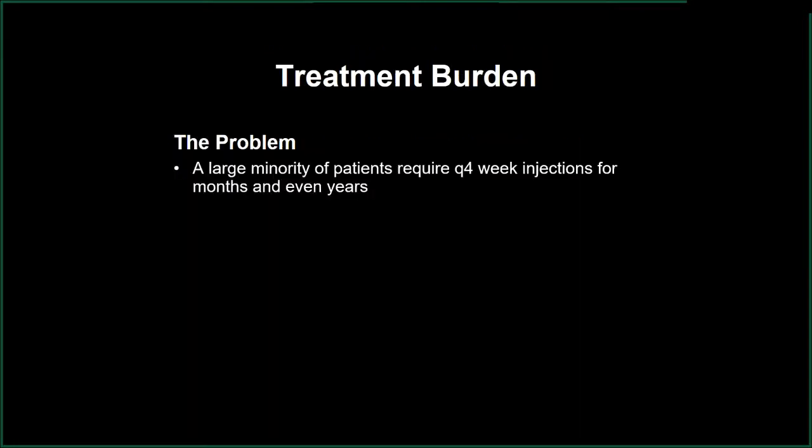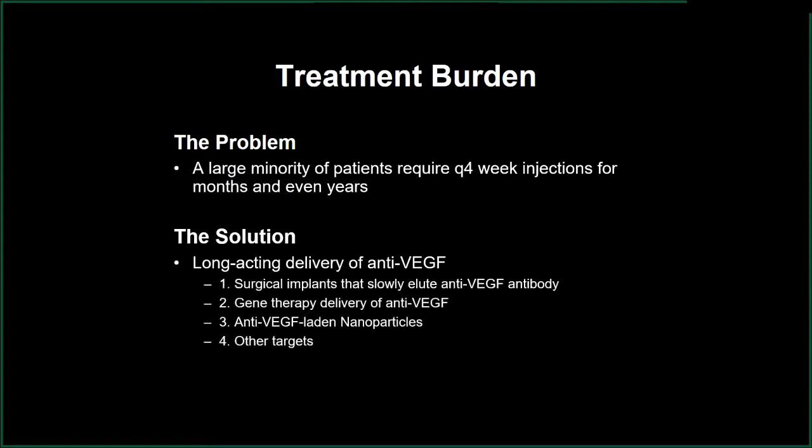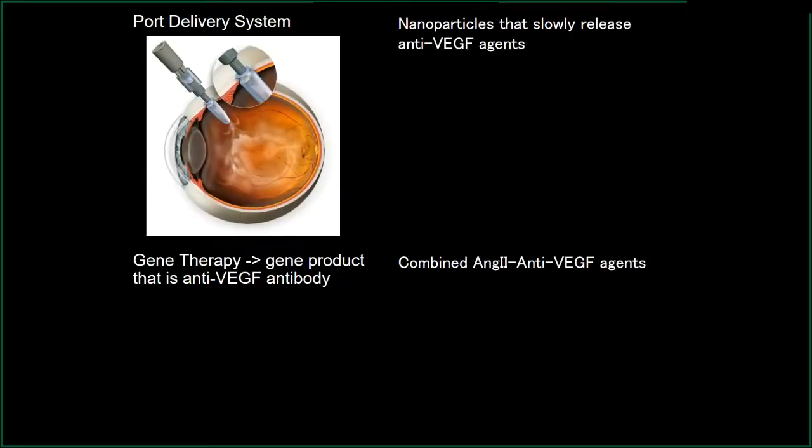All right, so treatment burden, the problem. A large minority of our patients require every-4-week injections indefinitely. Or you can replace 4-week with 6-week or 7-week, but it's still a lot. What's the solution? Well, we need longer-acting delivery of anti-VEGF. And there are multiple ways to do this. So here are the principal ones being investigated right now, which are entering later stage trials.